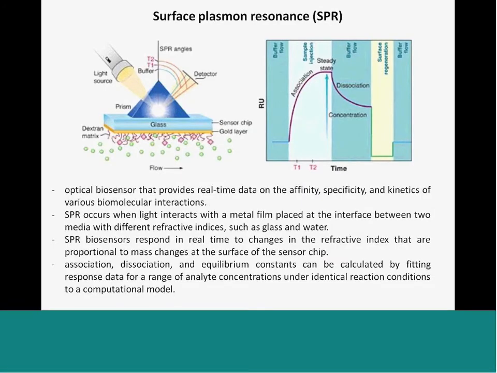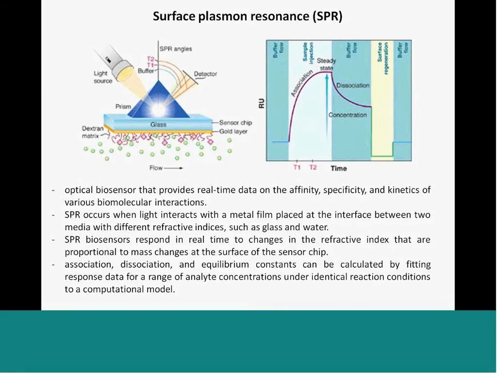So surface plasmon resonance is an optical biosensor which doesn't require either radiochemical or fluorescent labels to provide real-time data on the affinity, specificity, and the kinetics of protein interactions. And it can detect picomolar levels of proteins and other molecules as small as a few hundred daltons.